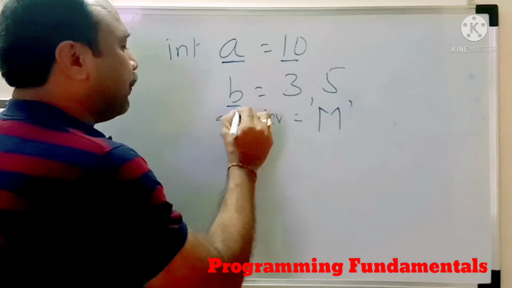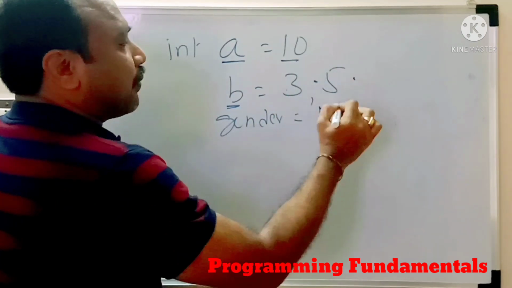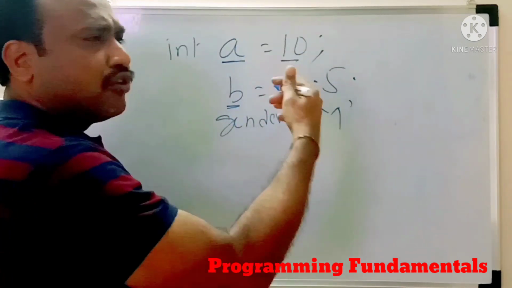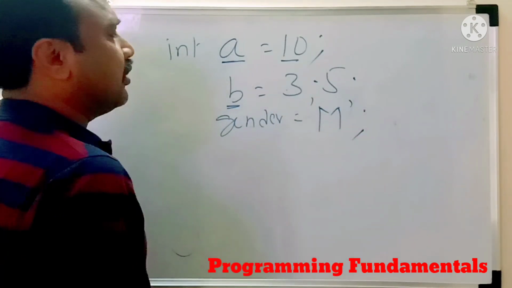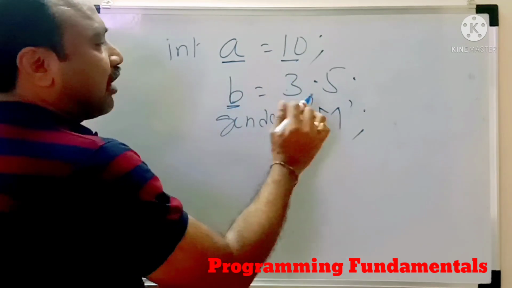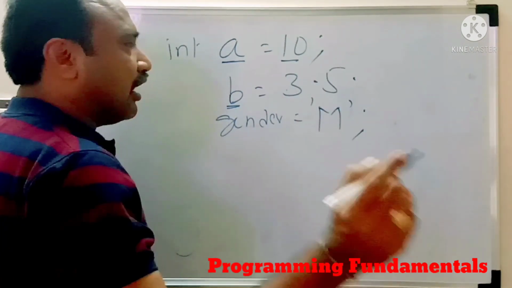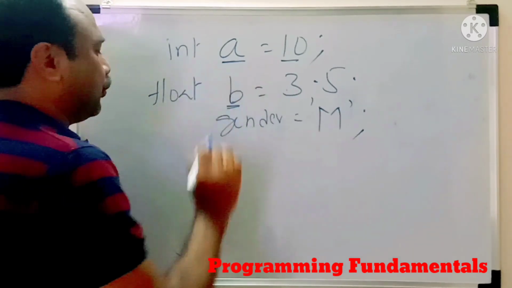Next we are taking b. B is going to accept what type of values? Values with decimal points, 3.5. Actually, we have to use a semicolon. These are program statements. At the end of every statement, we have to write a semicolon. B equals 3.5. In b, I am storing values with decimal points. What are they referred to as? Real values. To work with real values, we have to use float.